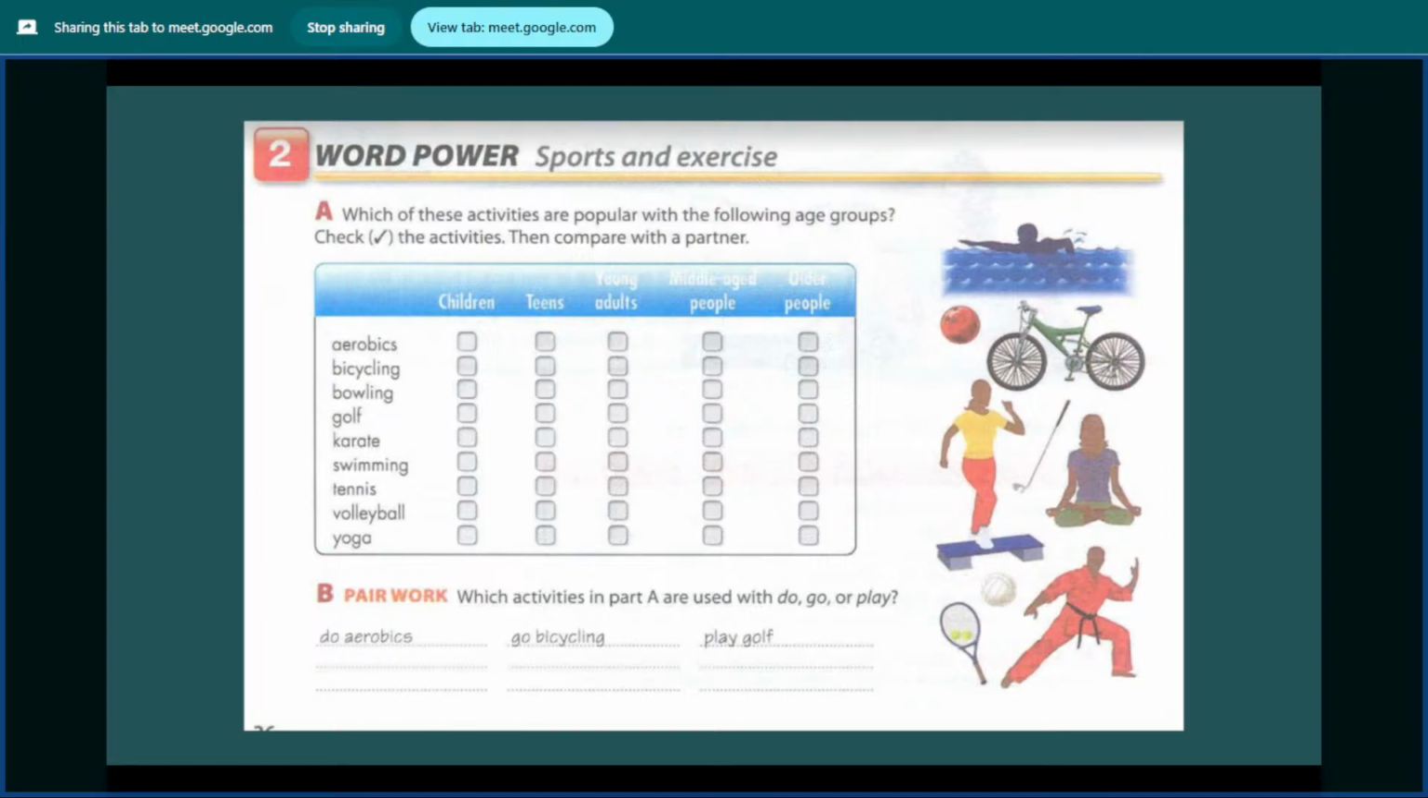Very good. Okay, go, Tejal, tell me all the answers with go. Go by cycle. बायसिकलिंग आहे ना तिथे लिहिलेलं. Go swimming. Go bowling. Okay, Ankita, play. Play tennis, play volleyball. Okay, very good. Write down the rule quickly.